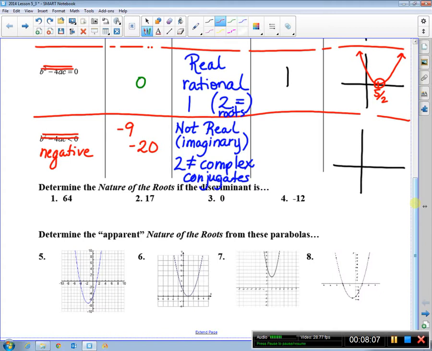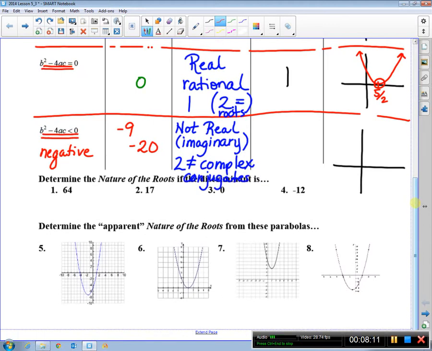When this type of parabola is graphed, this is what we see. No x-intercepts. It does not hit the x-axis. That's why they're not real. We can't look at our x-axis and say, what are the roots? They're not real.